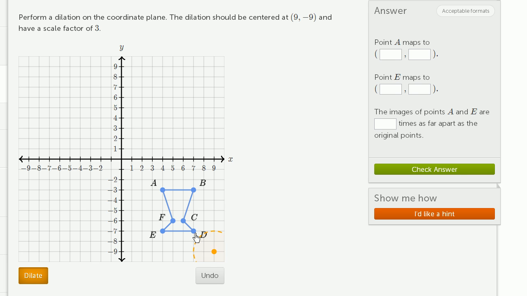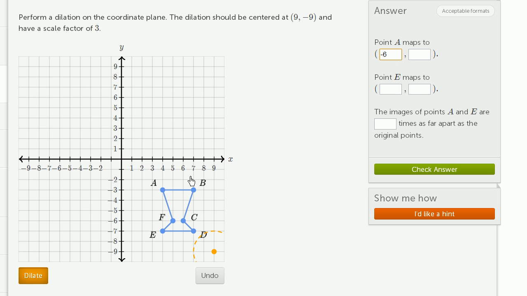So one way to think about it is pick any of these points right over here, and they're going to have to get three times further away from our center of dilation. Let's think about these points where they want us to fill something in. Point A right over here is at the point (4, -3). So in the x direction, it is 5 less than 9. We want it to be 3 times further than 9, so we want it to be 15 less than 9. So we want the x-coordinate of A: 9 minus 15 is -6. We want it to go to -6.